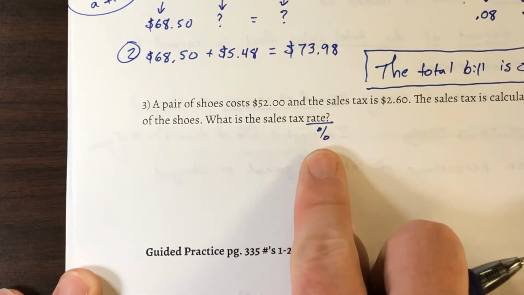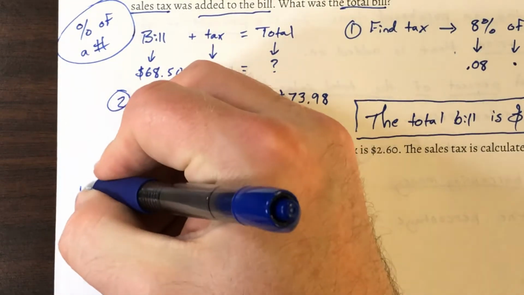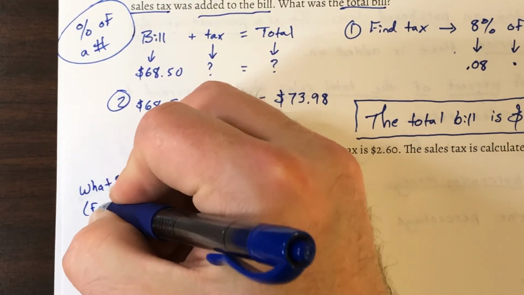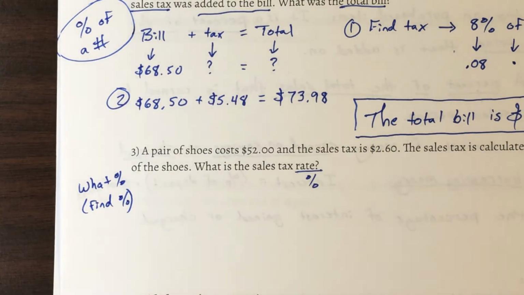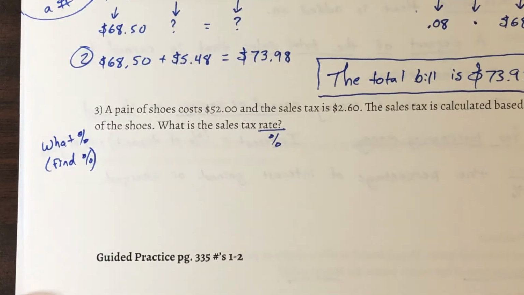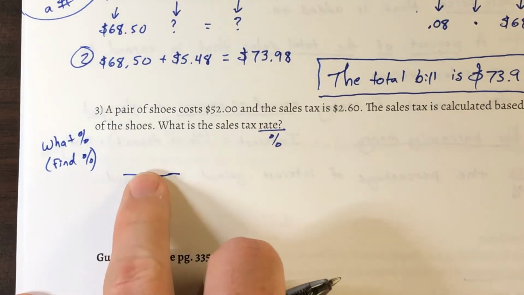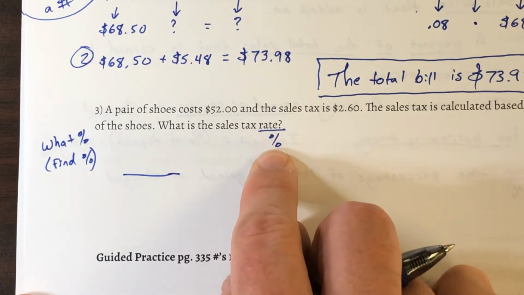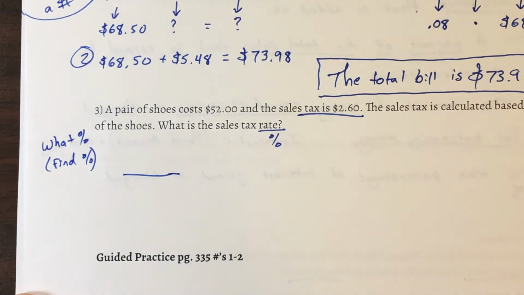All right, this one, we are finding a percent, or a what percent. So this is a what percent or a find a percent question. We have to find it, make it, create it, whatever. All right, so that means we're going to start with a fraction. The top is what I want. What do I want? Well, I want the sales tax percentage. So I want to know about the sales tax, which is $2.60.